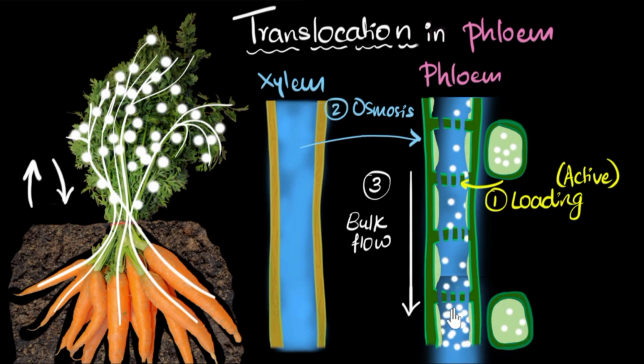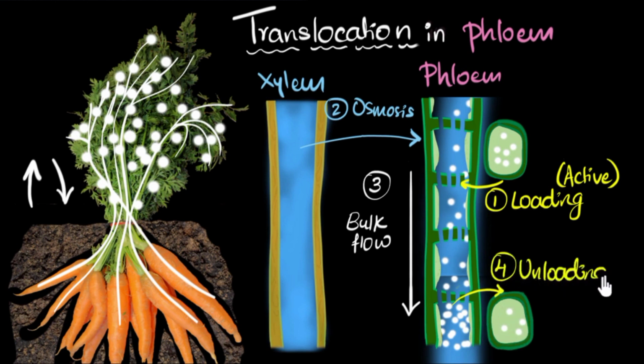And then finally the sugar reaches the low pressure region. Because there is less concentration of sugar, it will move out of phloem and it can now be taken up by this cell. And so this we'll call it as step 4. Unloading happens.